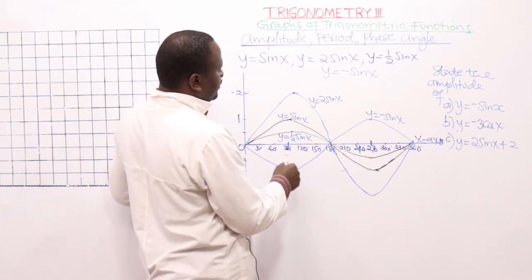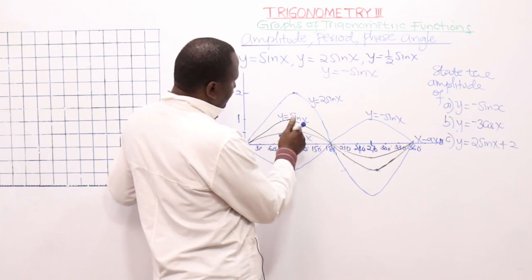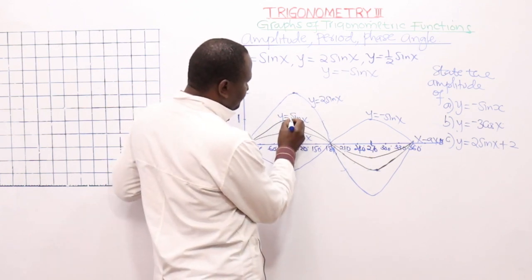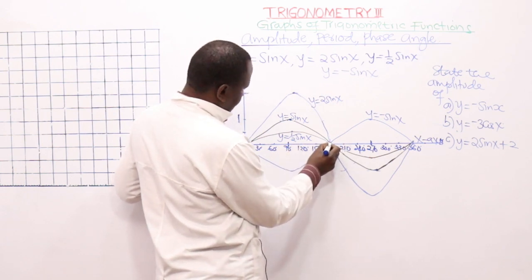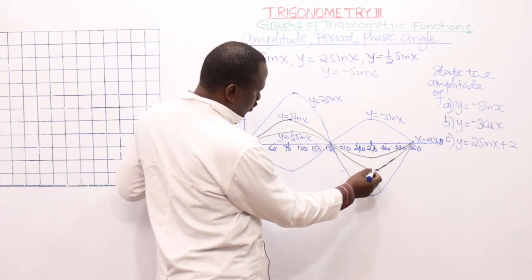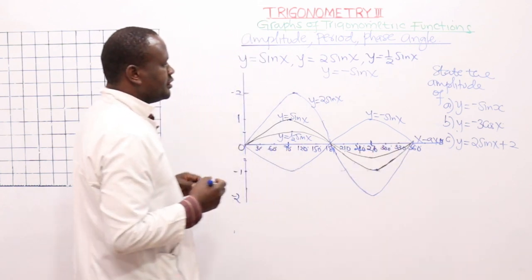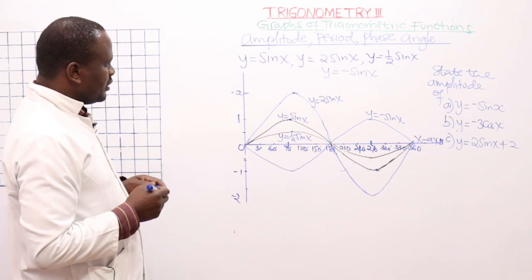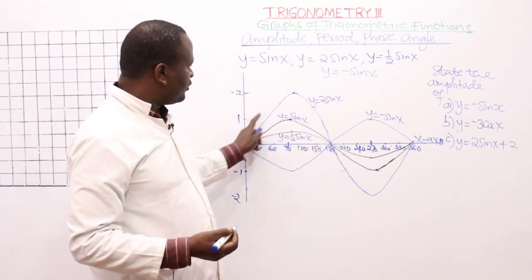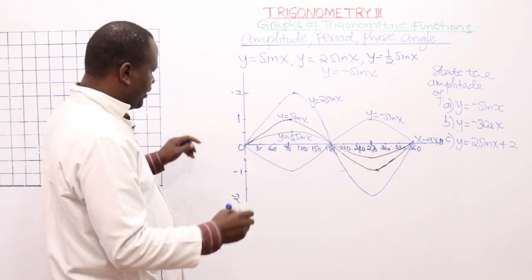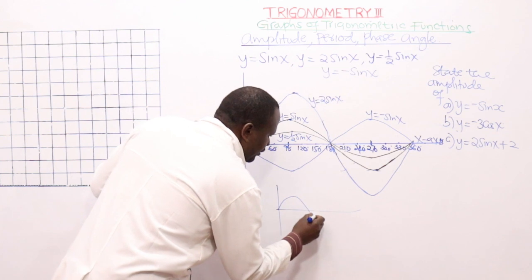Y is equals to sine x. You can see the value starts from 0. The highest value is 1, at 90 degrees. Then to 180, then negative 1, then to 360. Now, the graph starts repeating itself. It will just look like that all the way. It will be a wave, actually, if you were to continue.